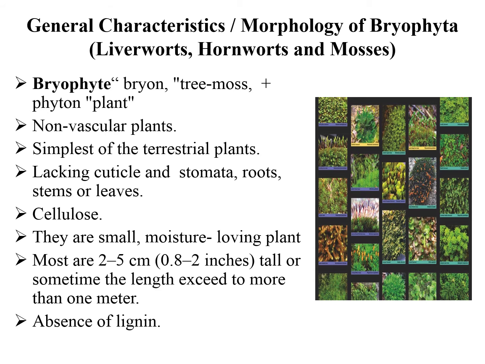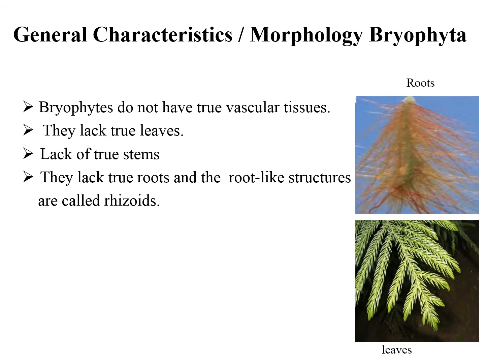Their cell wall is made up of cellulose and they are small, moisture-loving plants. Most are 2 to 5 centimeters tall, or sometimes the length exceeds more than 1 meter. They have limited growth because of the absence of lignin. Bryophytes do not have true vascular tissues for support and transport of water and nutrients.